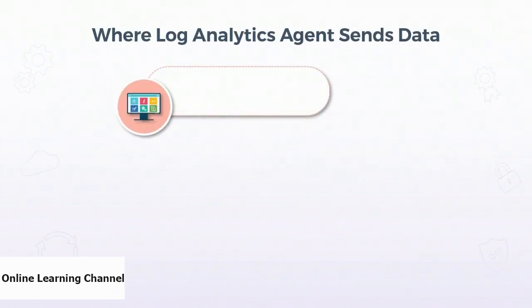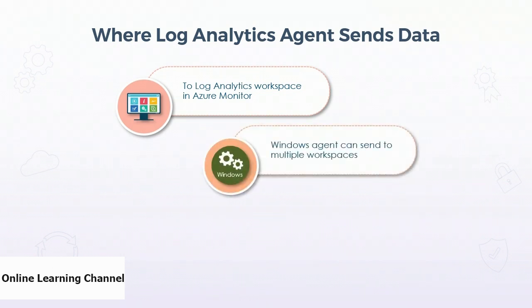Now, I mentioned that the Log Analytics agent collects telemetry information and transmits it for consumption. So let's quickly talk about the logistics of where the agent sends its data. First and foremost, the Log Analytics agent transmits its data to a Log Analytics workspace in Azure Monitor. Data can be consumed from there by a variety of services. Now, when a Log Analytics agent is installed on a Windows system, it can actually be configured to transmit its collected telemetry to multiple workspaces. And that can be valuable if there are multiple Azure systems in the mix.